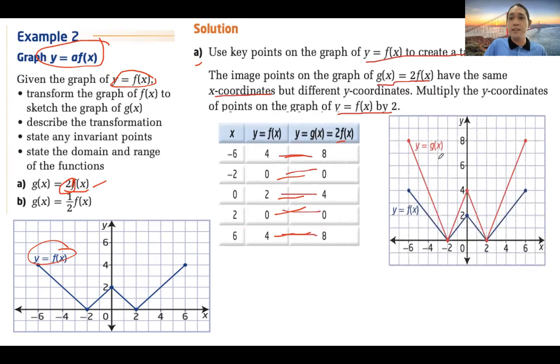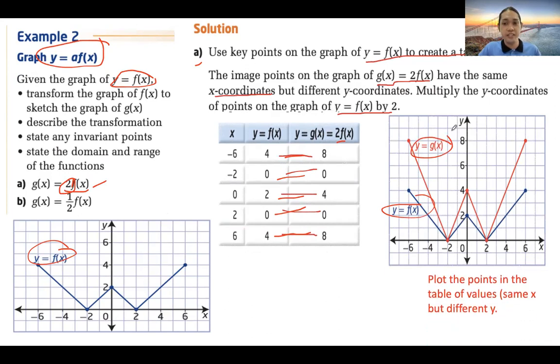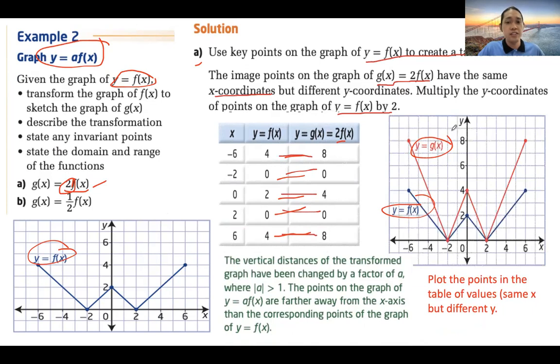After that, you can plot the points, of course. Then compare f of x and g of x. Plot the points in the same table of values and then you'll have it there. Now the vertical distances of the transformed graph have been changed by a factor of a, correct? We multiply 2 to your y coordinates. That means we are doing a vertical stretch because of the factor a. Your factor a is greater than 1. Do you agree?